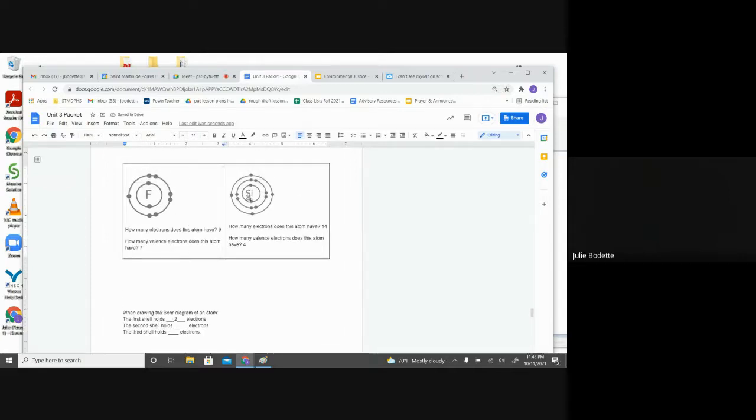Again, let's look at silicon. See that first shell, that first circle, it only holds 2. After you put 2 in it, you have to move on to the next circle. The second shell holds 8. Again, in silicon, we can see there are 8 in the second shell because that one is full. And then the third shell can also hold up to 8.